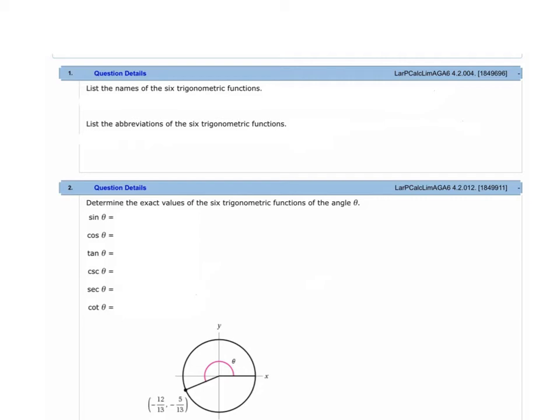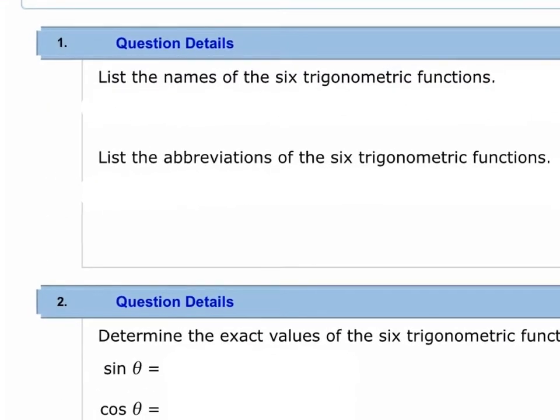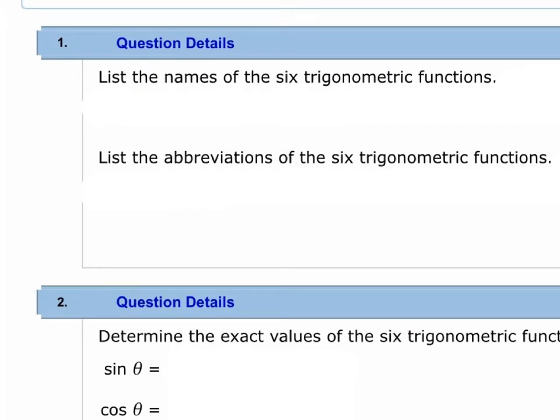Let me know. But this is your 4.2. This is the web assign that you guys had to do. Again, not the same problems that you had, possibly, but the same concepts. So the first thing I want to talk about are the 6 trig functions and their abbreviations. You guys are super familiar with the first 3.